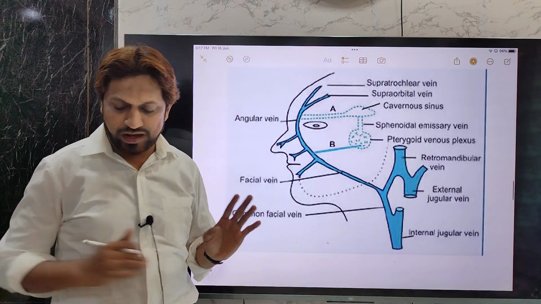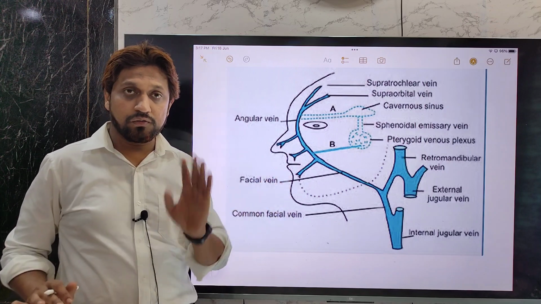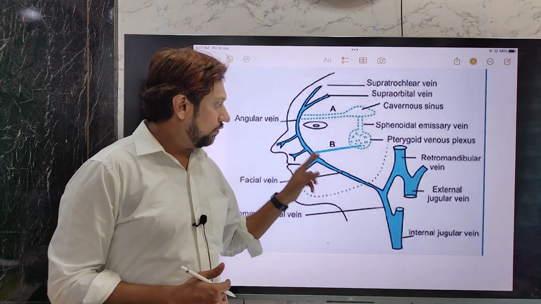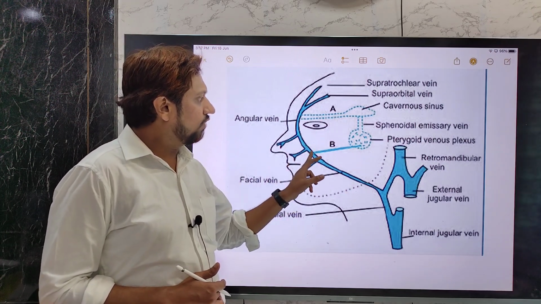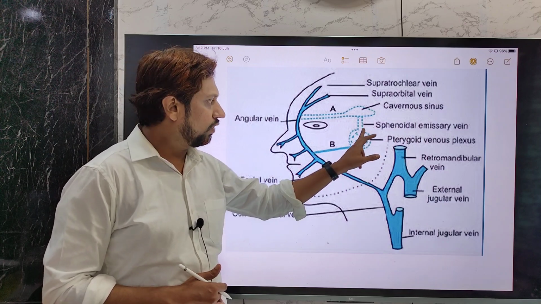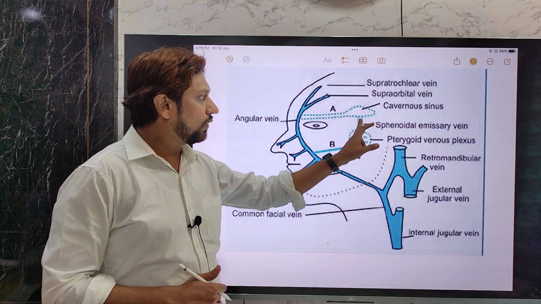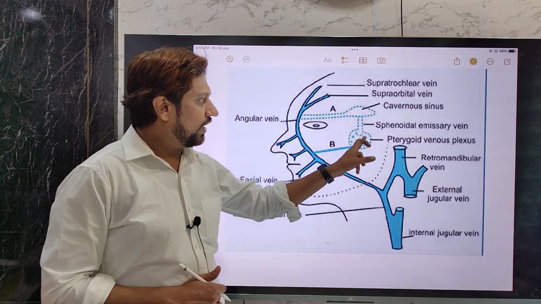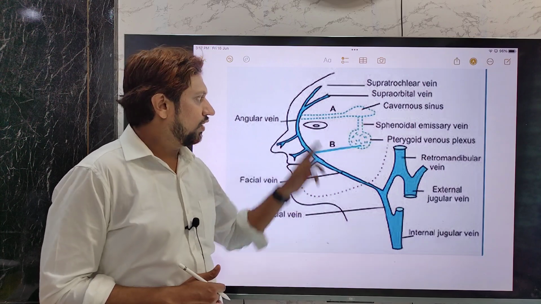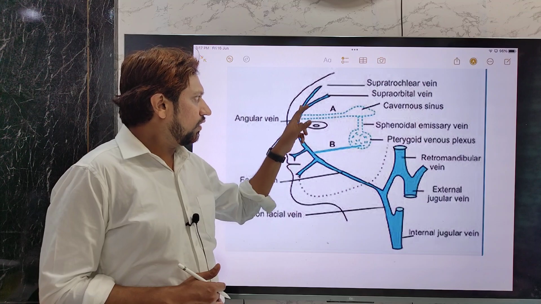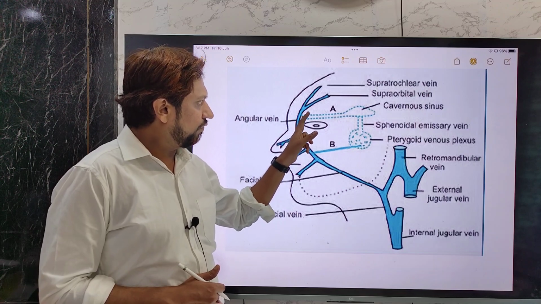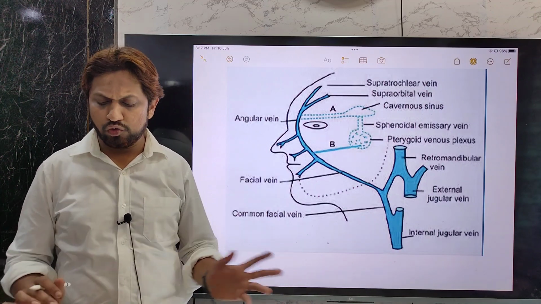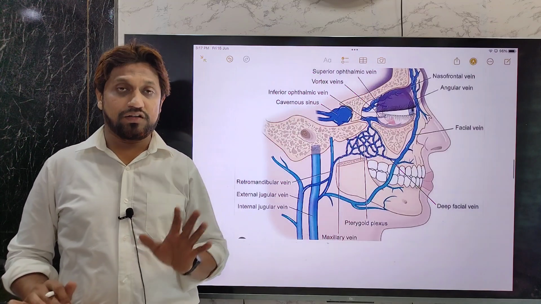Okay, let me show you one more diagram to be more clear. After this, you should be able to know the pathway of how the facial vein communicates with the cavernous sinus. You can see there are two routes. One is this facial vein, which with the help of the deep facial vein will drain into the pterygoid venous plexus, and again by the sphenoid emissary veins, it will drain into the cavernous sinus. So this is route B: facial vein, deep facial vein, pterygoid venous plexus, emissary vein, and cavernous sinus. Similarly, from this angular vein, which is a part of the facial vein itself, via the superior ophthalmic vein, it will drain into the cavernous sinus. So there are two routes, and ultimately they will drain into the cavernous sinus.